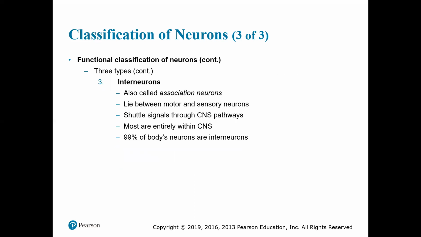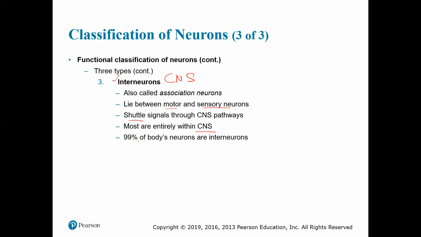Because the cell bodies start in your cerebral cortex, of course. Interneurons, or integrative or association neurons, are usually between the motor and sensory neurons in the CNS. So these are mostly in the CNS. I like that they shuttle the signals, right? Most are within the CNS, and interneurons are mostly multipolar neurons.